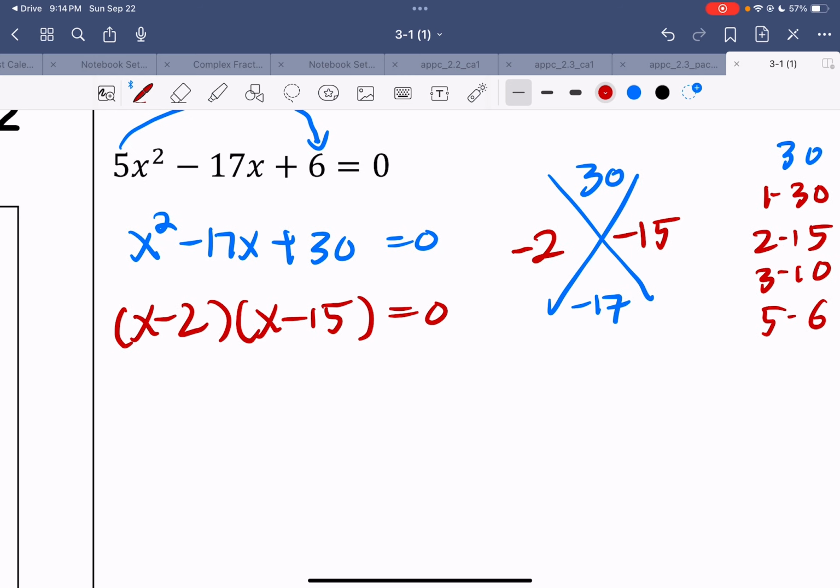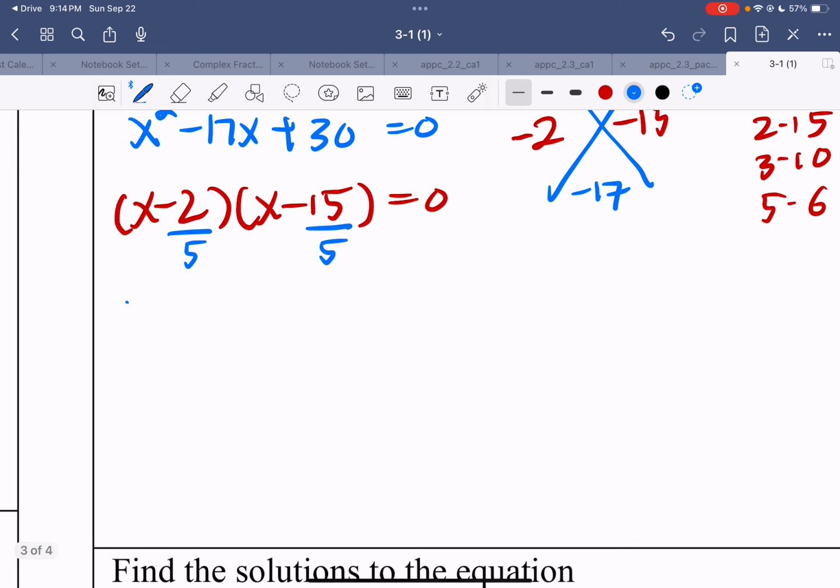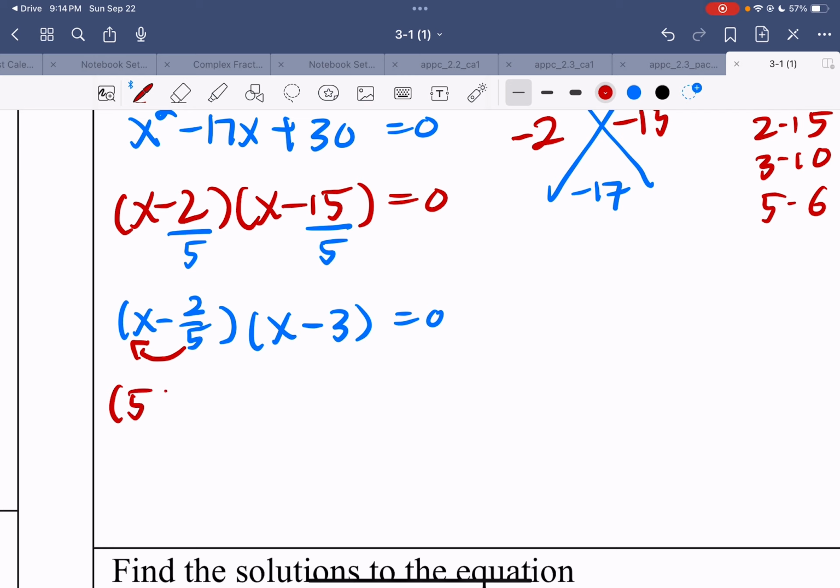But that's not done. Some students stop here. That's not true because you have to divide each number by what you slipped over, which is 5. So let's do this. 2 over 5, you cannot simplify, so I will just write as it is. 15 over 5, you're going to get 3. What's the last step? If you have a denominator, you move it in front of x, so you get 5x minus 2, and you just have x minus 3.